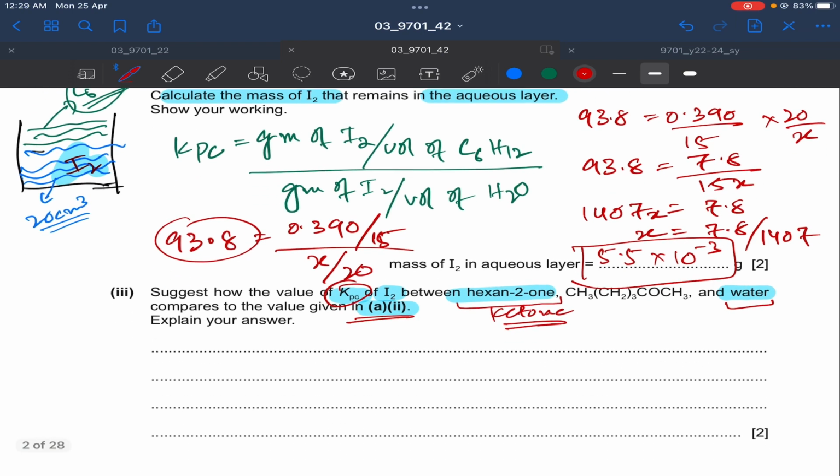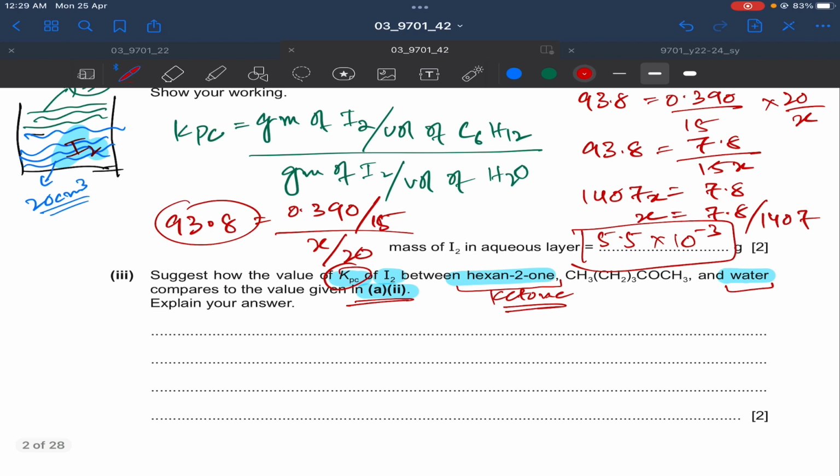Now they're asking us to compare the value. Would it be larger than the value given in A2, or smaller, or the same? The answer is that the value of the partition coefficient would be lower as compared to A2, as compared to this value 93.8. That means iodine is less soluble in hexane 2-one as compared to cyclohexane.